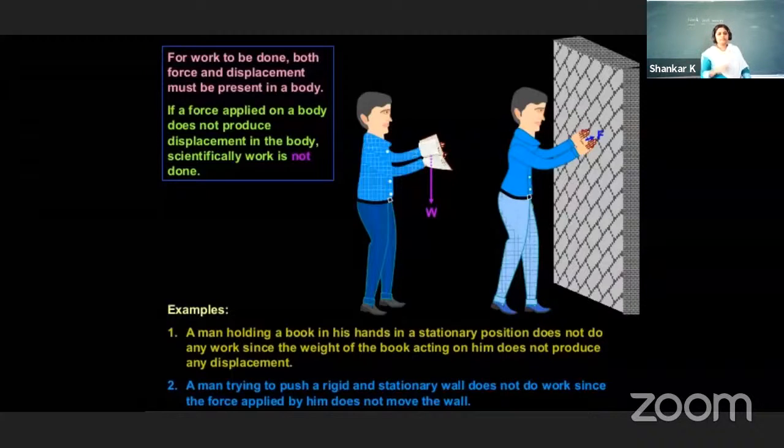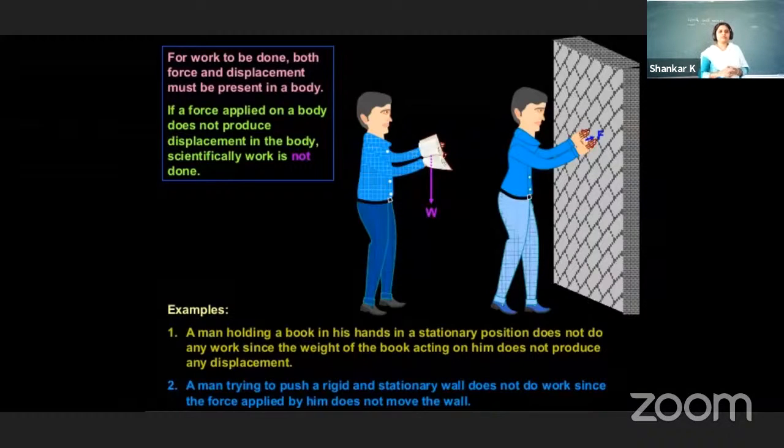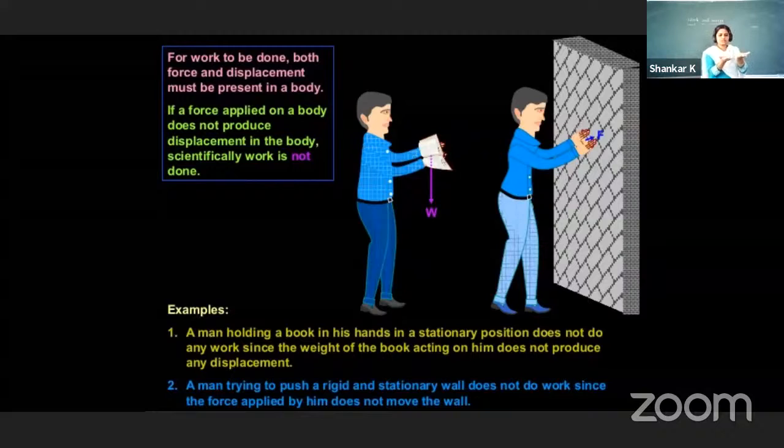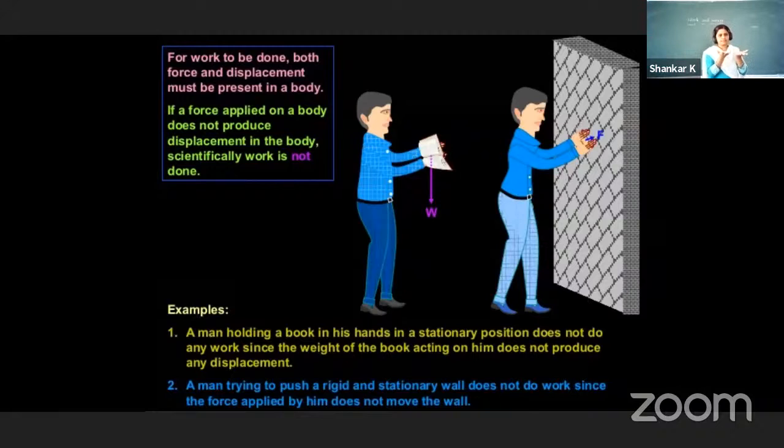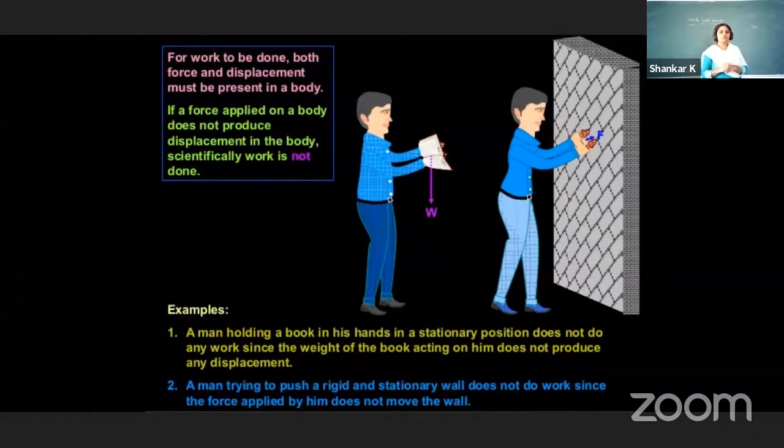For example, here you can see the first picture. One man is holding a book. A man holding a book in his hand in a stationary position. Stationary means it is constant. Just see, holding that book does not do any work. It does not change any direction. The weight of the book acting on him does not produce any displacement. It is constant, we can say.